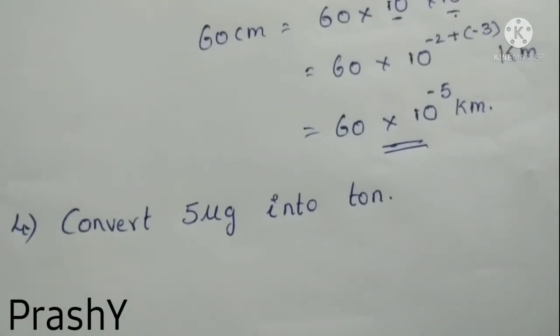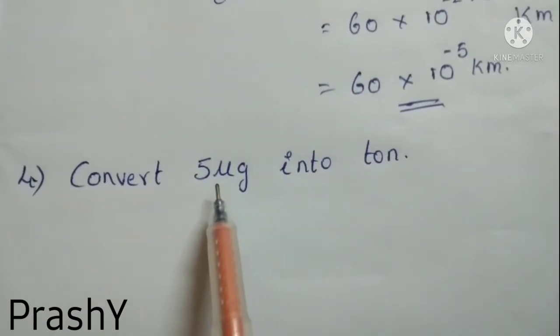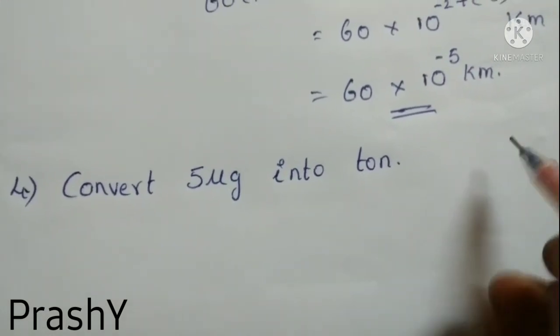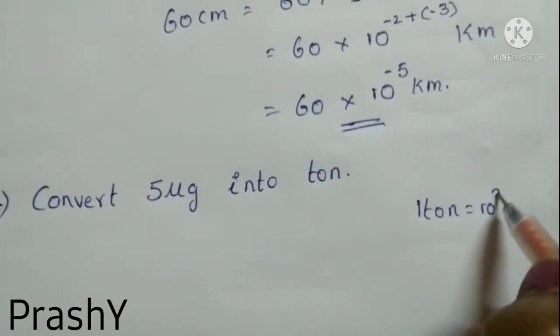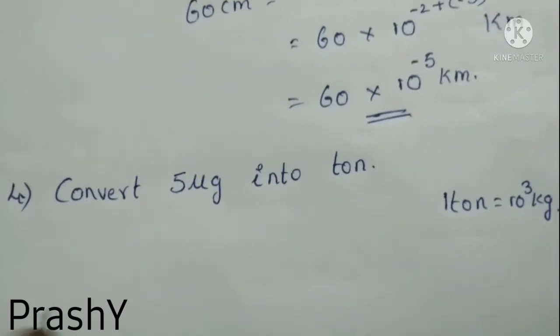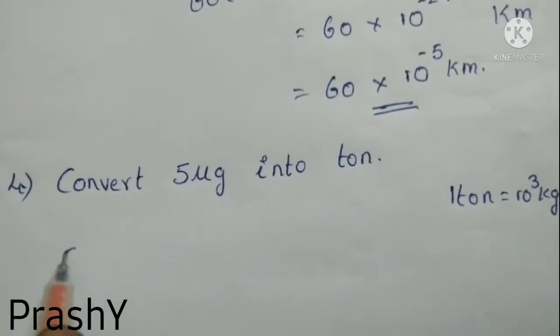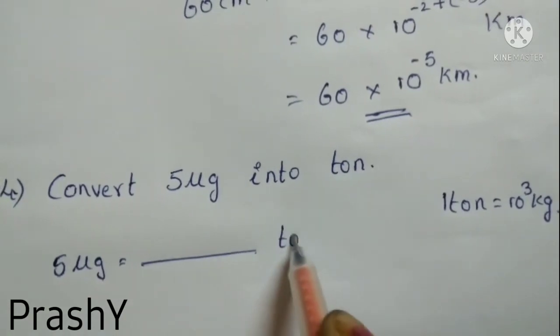So now let us understand how to convert 5 mu g into ton. Mu is nothing but micro. This is ton. So what is the value of 1 ton? 1 ton is equal to 10 power 3 kg. Just let us write this value and keep aside. Now let us write the equation first. 5 mu g is equal to dash ton.